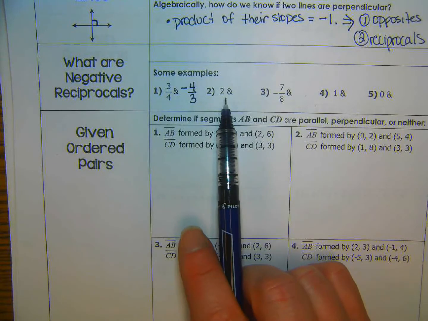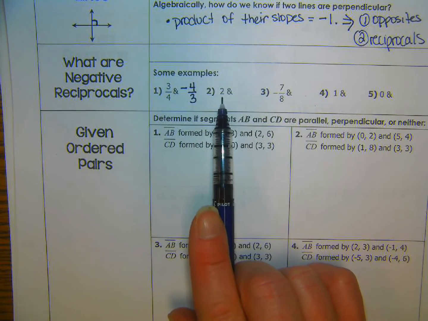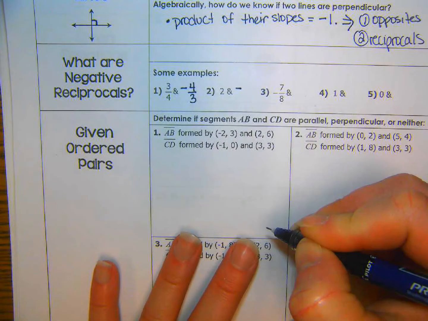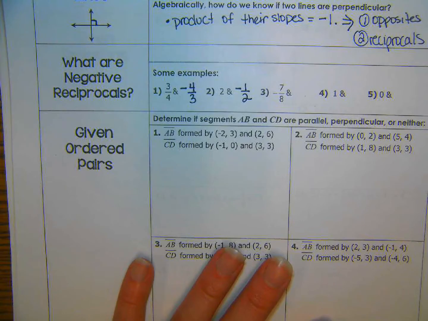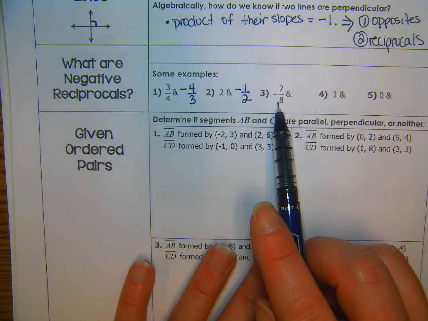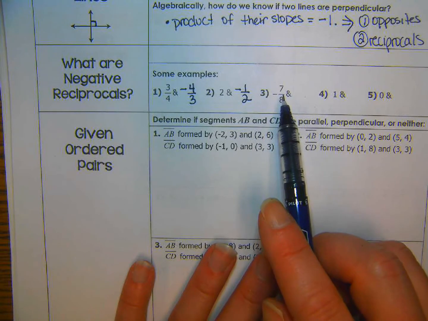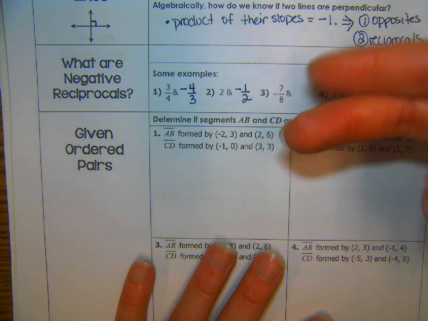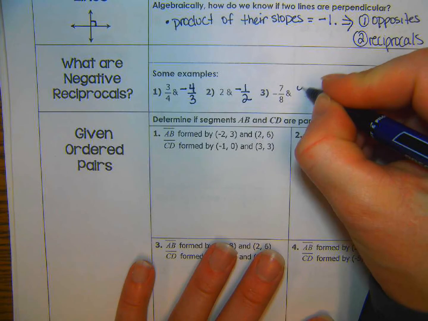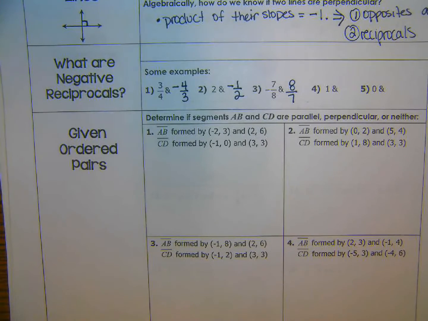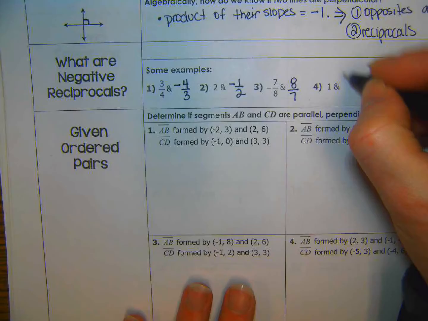Two. By the way, 2 is the same as 2 over 1. This is positive. So would be negative. What do you think about this one? It's already negative. So what would this be? Positive, and then 8 over 6. Weird. 1 is a weird one. Because 1 is 1 over 1. What happens when you flip 1 over 1? So this is 1.